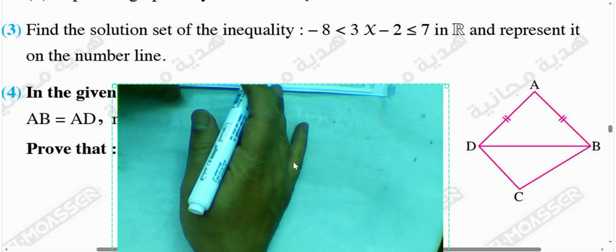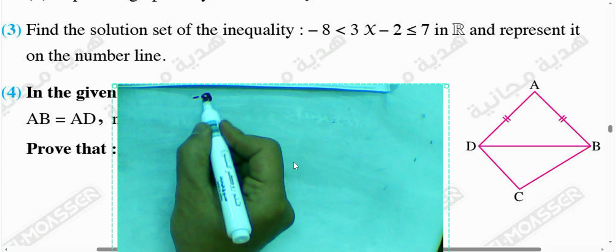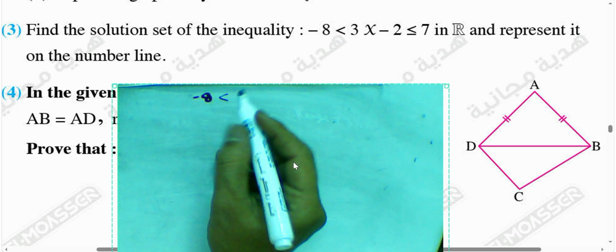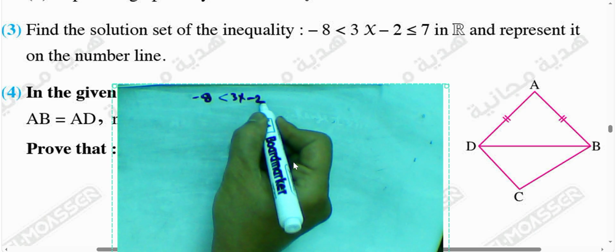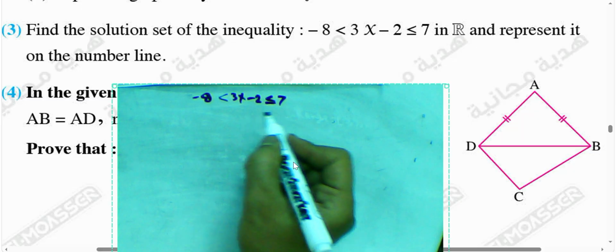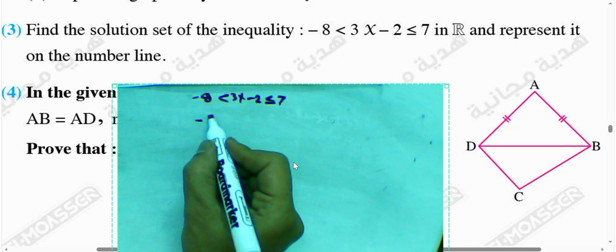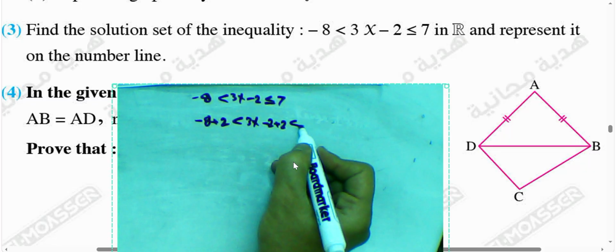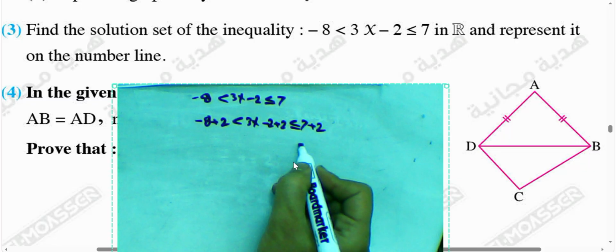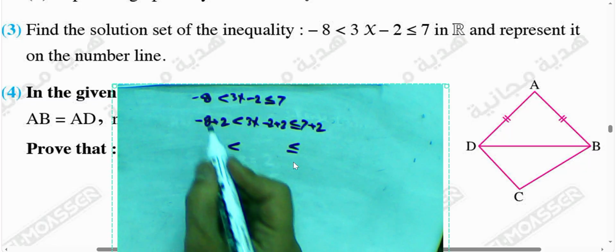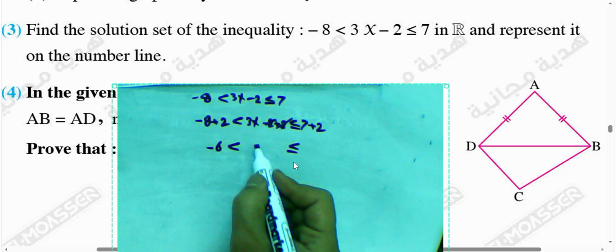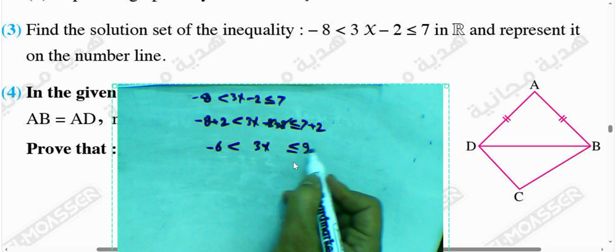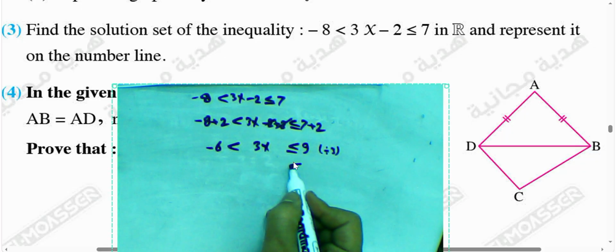We have negative 8 less than 3x minus 2 less than or equal to 7. We can add 2 to the 3 parts, right? Negative 8 plus 2 less than 3x minus 2 plus 2 less than or equal to 7 plus 2. Negative 8 plus 2 is negative 6, and then the 2s cancel. 7 plus 2 is 9, and then we can divide by 3.